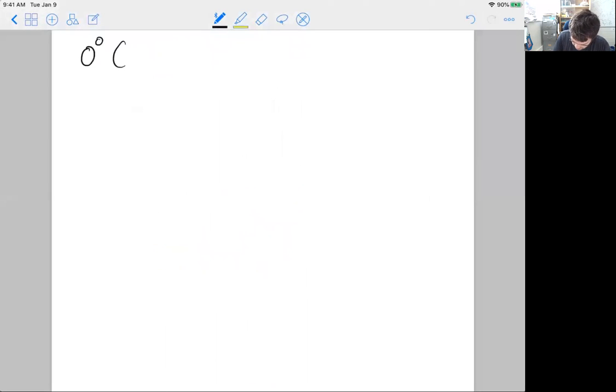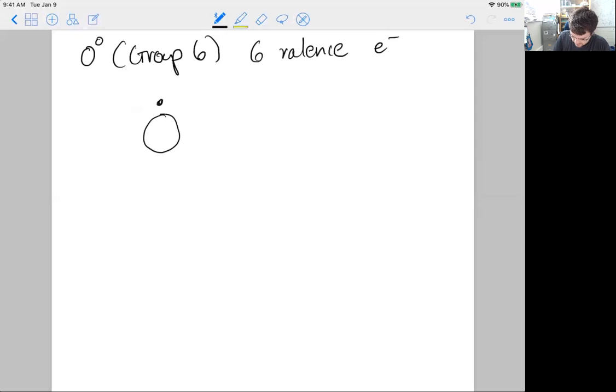What about oxygen? Oxygen is in group 6, so it has 6 valence electrons. Now what we see is if we have 6 valence electrons, oh, that is an ugly O. Okay, 6 valence electrons, we can put 1 electron at each of the north, south, east, and west. We've spread them out as much as possible. And then we can put the last 2 electrons, pairing them up at any position, so long as we don't exceed 2 electrons at any one position.